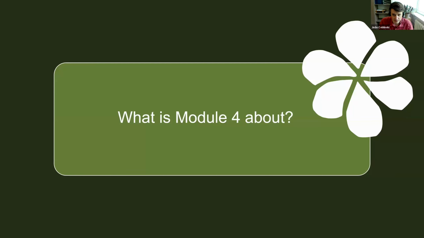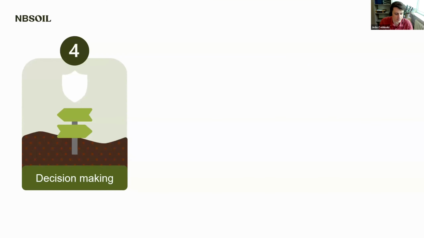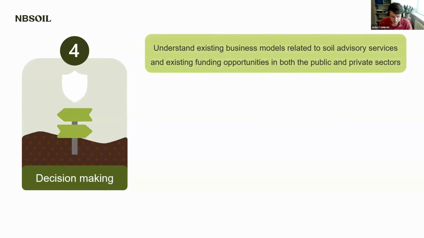So, what is the module for? Module 4 is based on four main pillars. First, you understand what the existing business models related to soil advisory service are, and what the opportunities of funding are, even in the public sector or in the private sector, for soil advisory service.